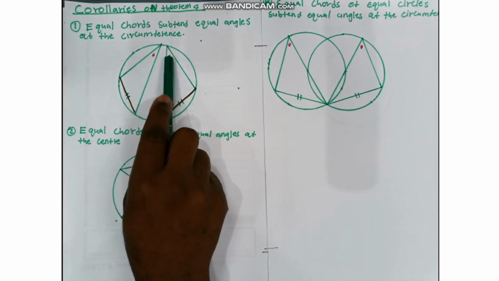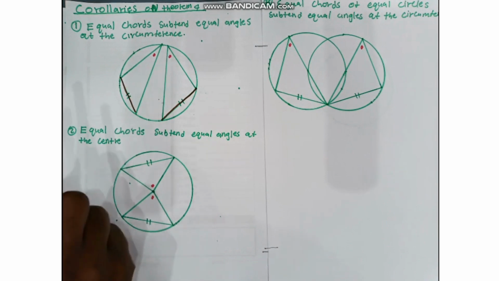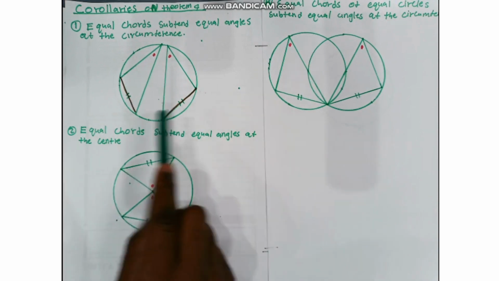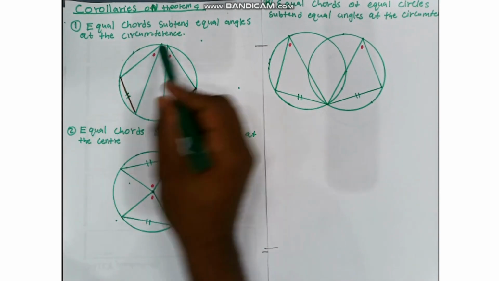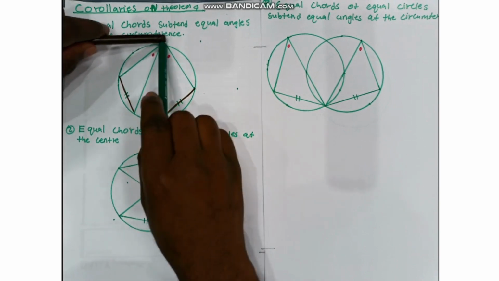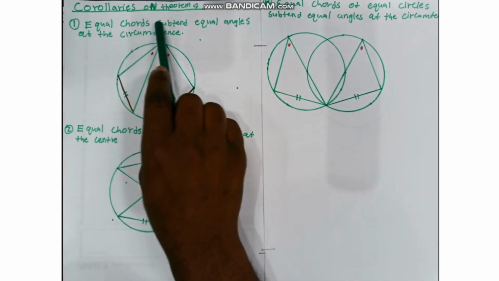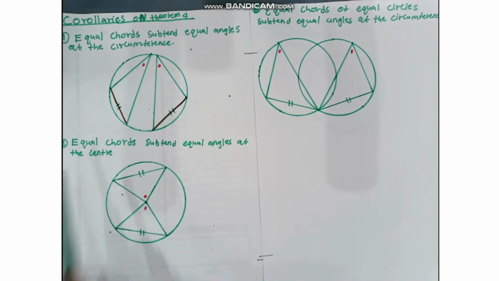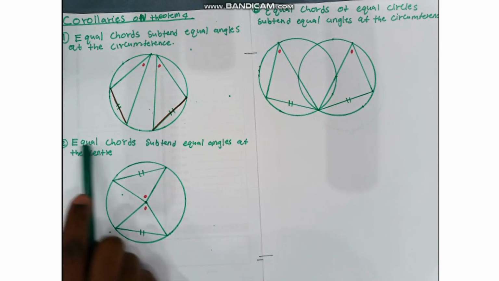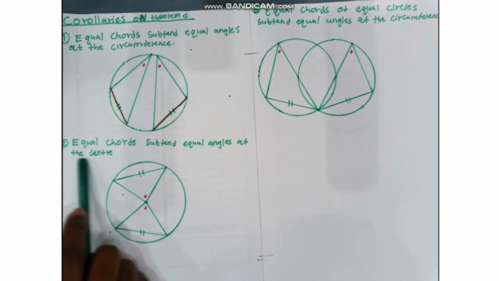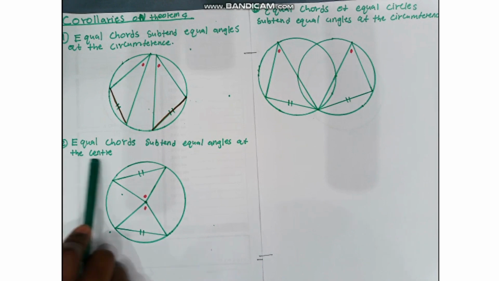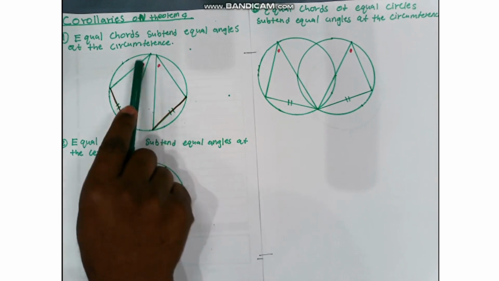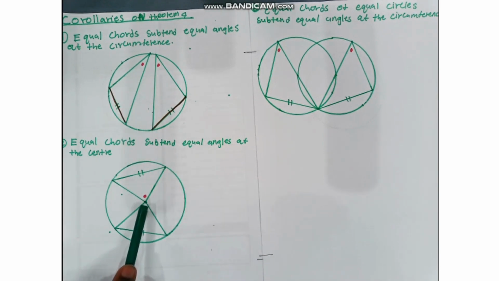So this one is equal to this one. What is the reason? Equal chords subtend equal angles at the circumference. Circumference is where they subtend. Now, coming to this one, equal chords subtend equal angles at the center. At the center. This is very important. This one is subtended at the circumference. This one is subtended at the center.